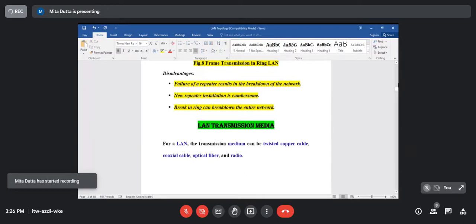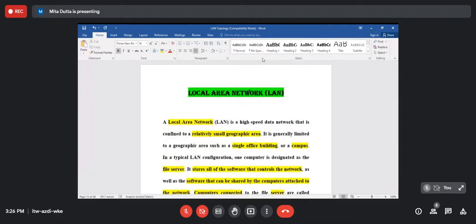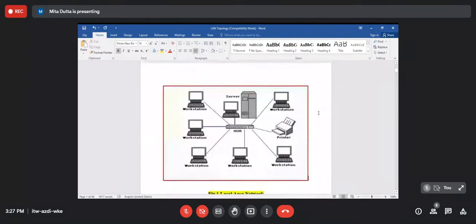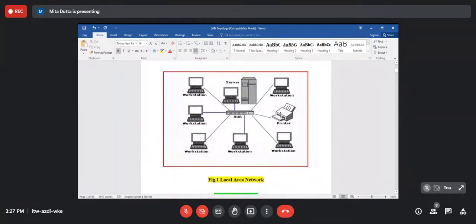So we are going to study now local area network. I have told you before that the area covered by a local area network is a small geographic area. It can be a single floor in a building, all the floors in a building, or all the departments in a campus. So this will be the size of the local area network.